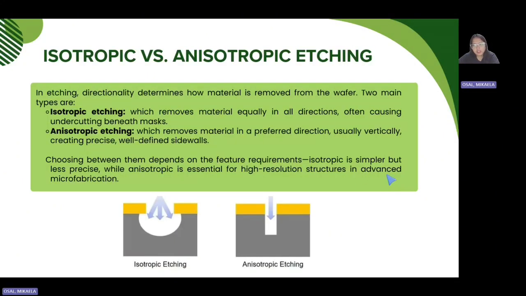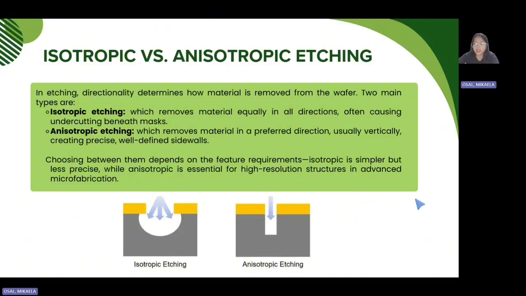So in etching, directionality plays a key role in how a material is removed from the wafer. There are two main types of etching based on directionality. First is isotropic etching. This type removes material equally in all directions. While it's simpler, isotropic etching can lead to undercutting beneath the mask, making it less precise for fine features.